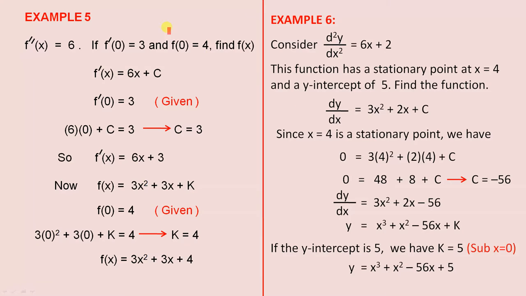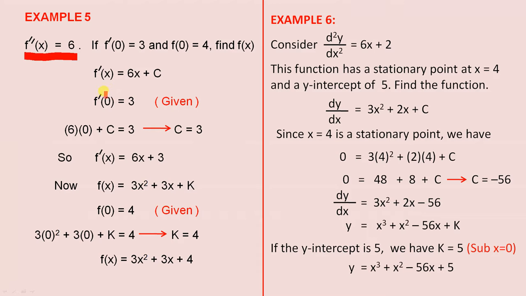Example 5. If the second derivative, that's f double dash x equals 6, right, so that's what we're given. f double dash x equals 6, that is the second derivative is 6. Now, if f dash 0 equals 3 and f 0 equals 4, we have to find f x. So, we'll start off. f double dash x equals 6, therefore f dash x, which is the primitive function of this one, is 6x plus c.